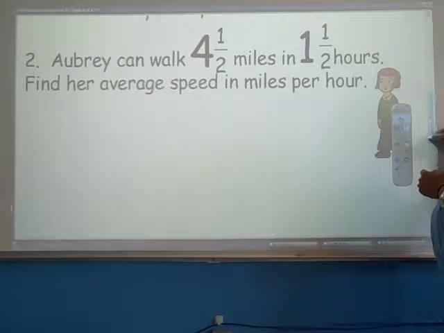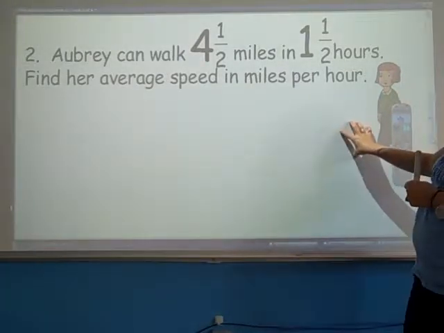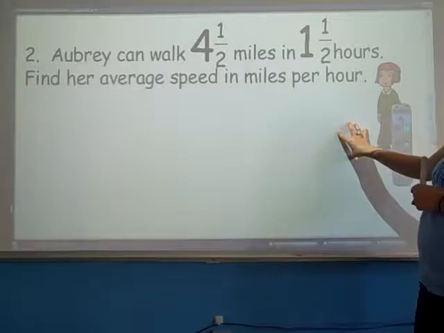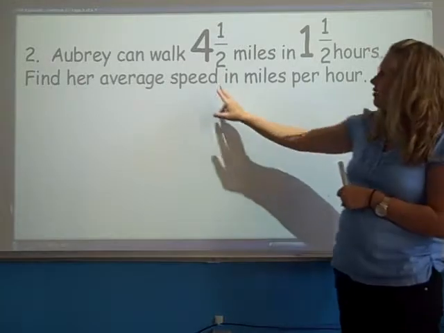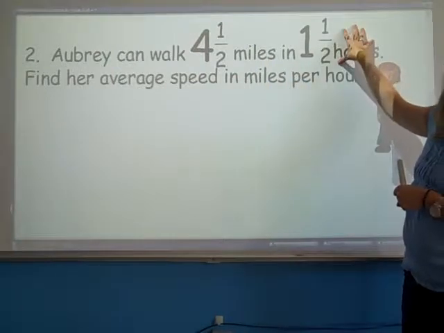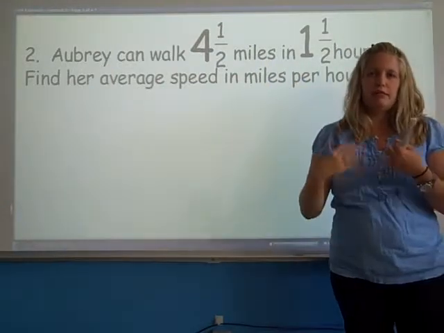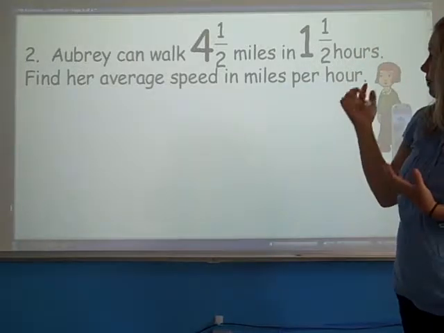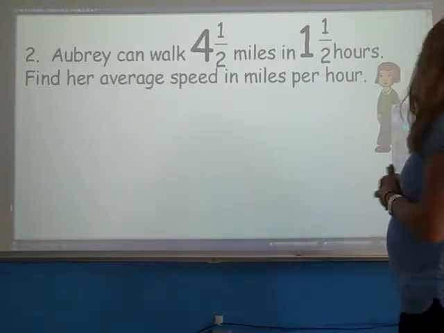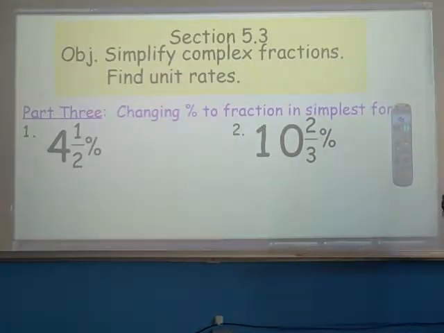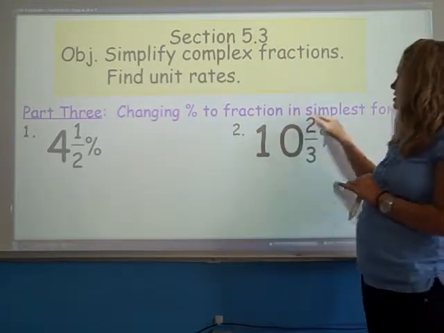Now, this is what I'm going to leave for you to try. Aubrey can walk 4.5 miles in 1.5 hours. Find her average speed in miles per hour. So miles over hours, simplify them, and then write miles per hour in your units. Okay, one more slide. Changing percents to fractions in simplest form.